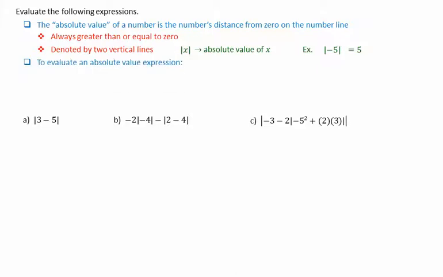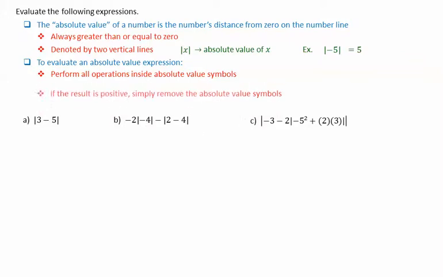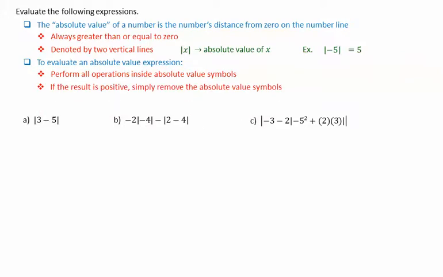To evaluate an absolute value expression, perform all operations inside the absolute value symbols, just as you would if they were brackets. If the result is positive, simply remove the absolute value symbols. If the result is negative, change it to positive and still remove the absolute value symbols.